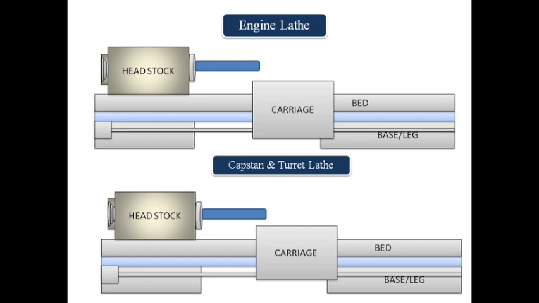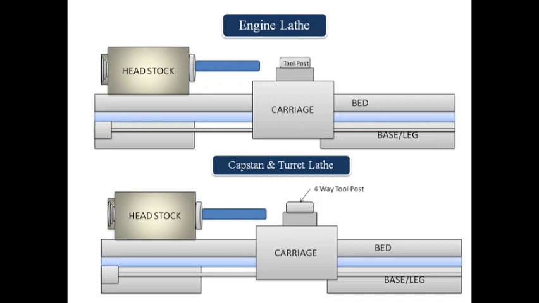Now here is a difference. The tool post in an engine lathe can accommodate only one tool, whereas in Capstan and turret lathe the tool post can hold 4 different tools. Okay, now next comes the big difference.